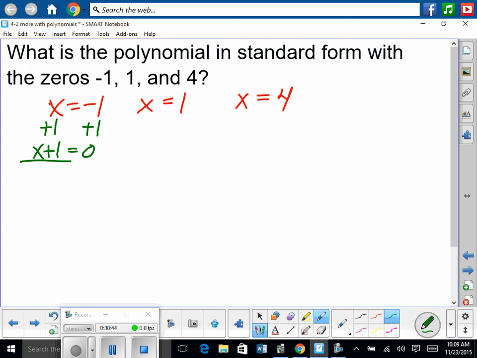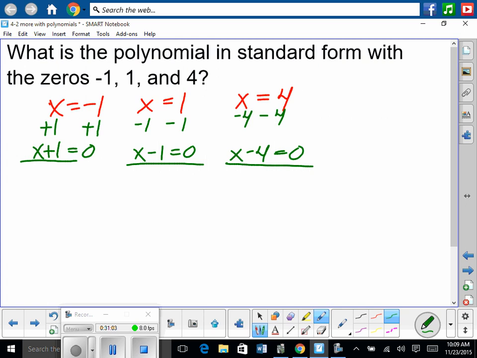So we have x plus 1 is equal to 0. Does everybody understand how this is the linear factor because x is equal to -1? Okay? I'm going to subtract 1. So we have x minus 1 is equal to 0. That was a linear factor. Subtract 4. So we have x minus 4 is equal to 0. So these are our 3 linear factors.